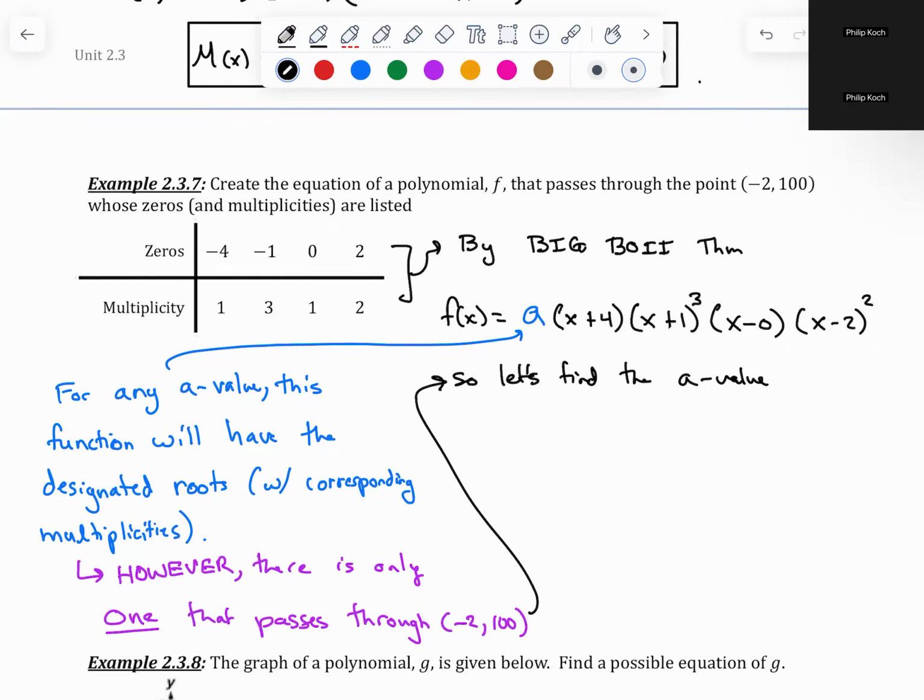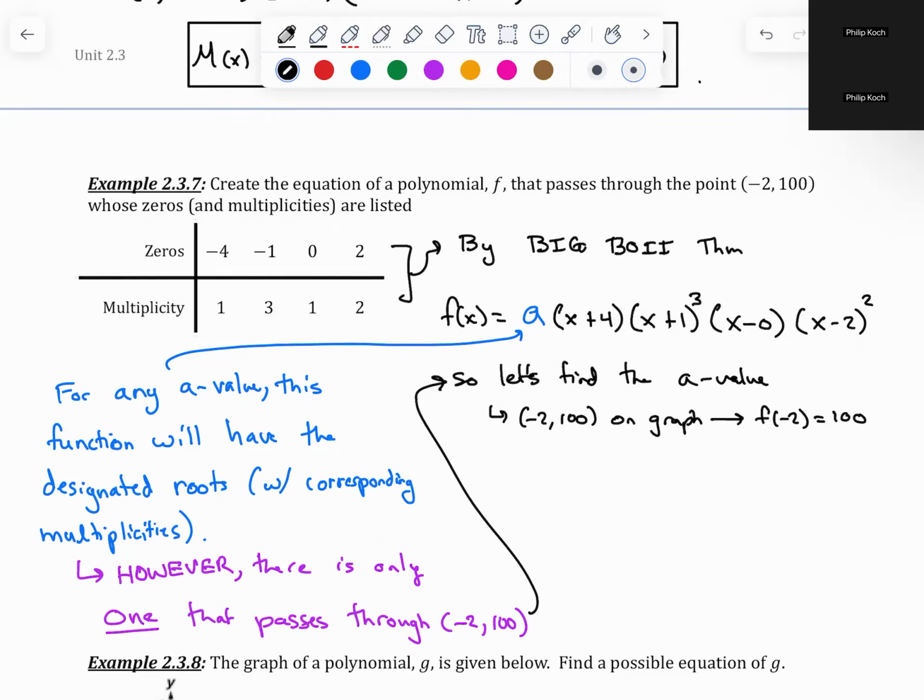And how would I do that? How would I do that indeed? Well, if -2 is on the graph of this polynomial, what do I know about f of -2? (-2, 100) is on the graph. That implies that f of -2 equals 100.